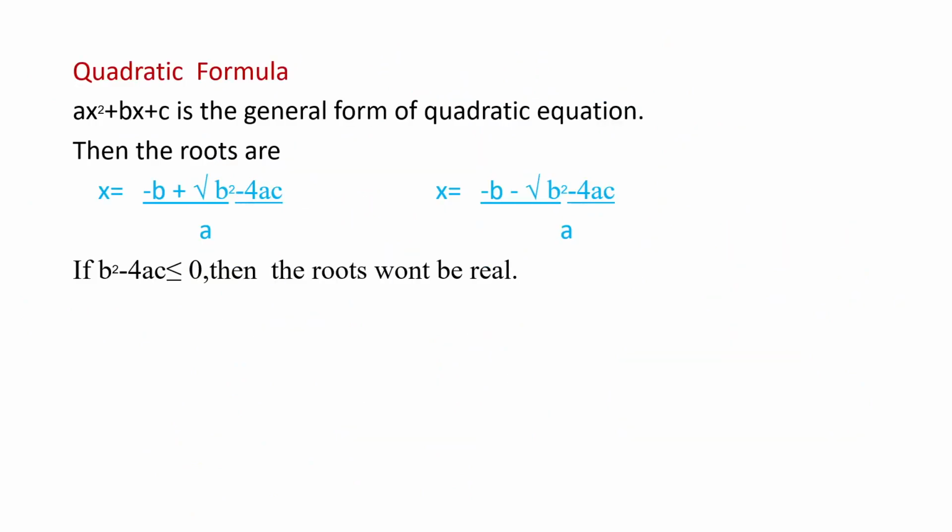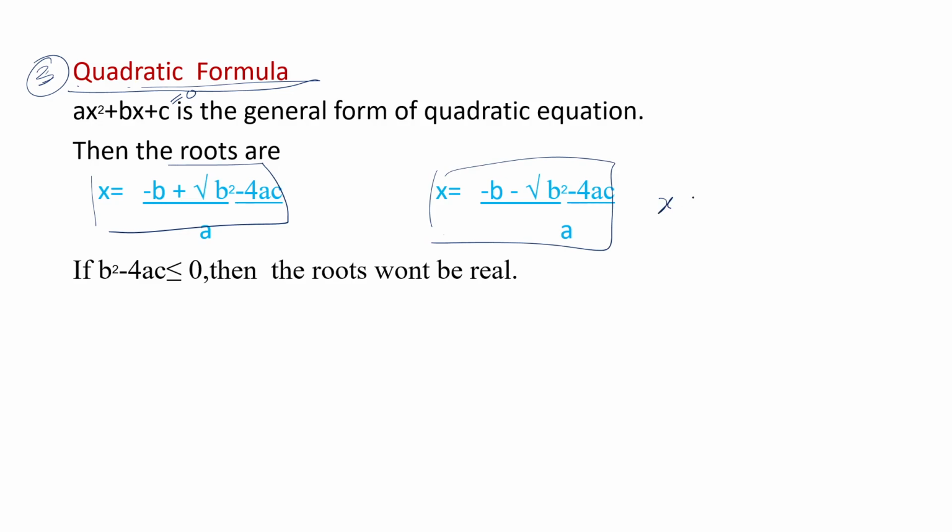Okay, so quadratic formula. Next method for finding the solution of the variable. So ax square plus bx plus c equal to 0 is the general form of a quadratic equation. If that is the general form, then this is the quadratic formula. We can generally write it as x equals minus b plus or minus root of b square minus 4ac, by 2a. It should be 2a.